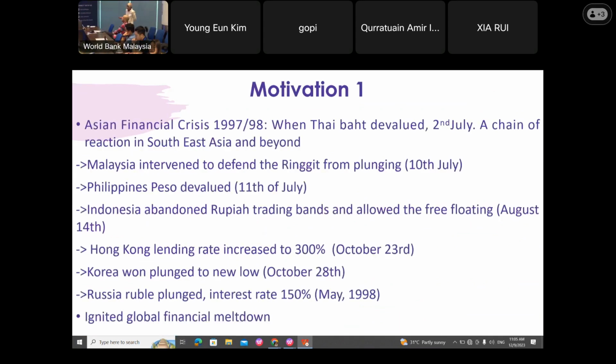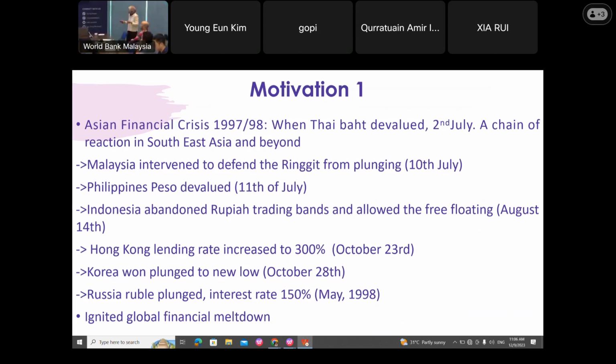Okay, so what is the motivation? The motivation is none other than the history of the Asian financial crisis in 1997 and 1998. When the Thai baht devalued on the 2nd of July, it triggered a chain reaction in Southeast Asia and beyond. Malaysia intervened to defend the ringgit from plunging on the 10th of July. The Philippine peso devalued the next day, on the 11th of July. Indonesia abandoned its rupiah trading bands and allowed free floating on August 14th, almost a month later.